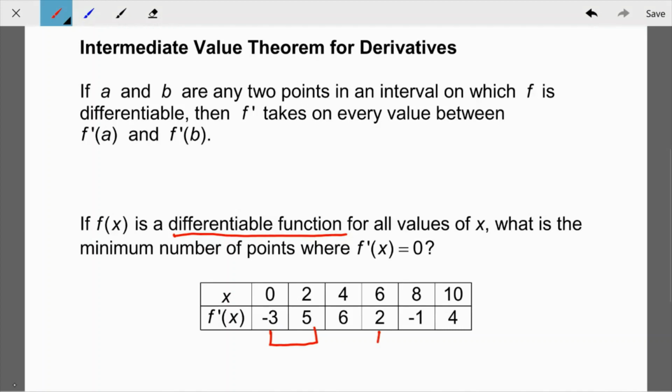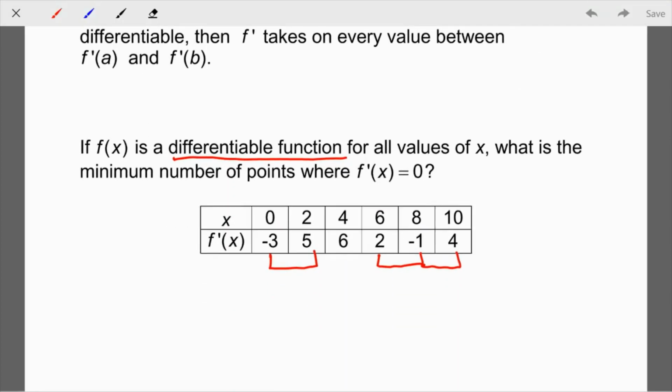Over here from x is 6 to x is 8, I went from a positive f prime value to a negative f prime value. So again, we had to cross over 0 there because we know f prime is continuous. And then from 8 to 10, you can see that we went from a negative f prime to a positive f prime. So what's the minimum number of times that f prime of x would be 0? It would be at least 3 times, or 3 points, I should say. Okay, so it could be more.